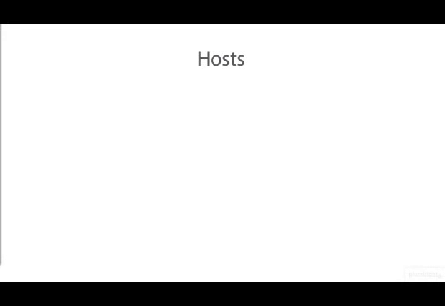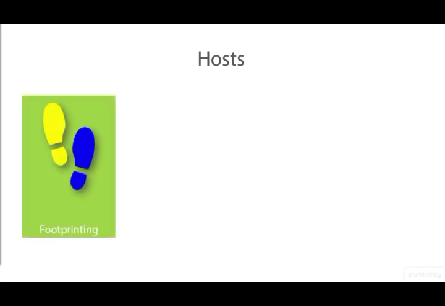Hosts. There are several different threats that can be created by a host. And when I say a host, I'm talking about a computer, whether it's a server or a workstation, or even a host could be a tablet or a cell phone if need be. The first thing that it creates, or the type of threat that it creates for us, is what they refer to as a footprinting threat.